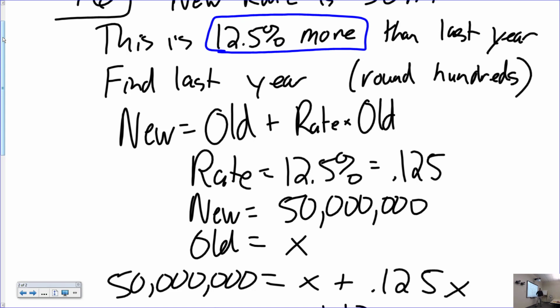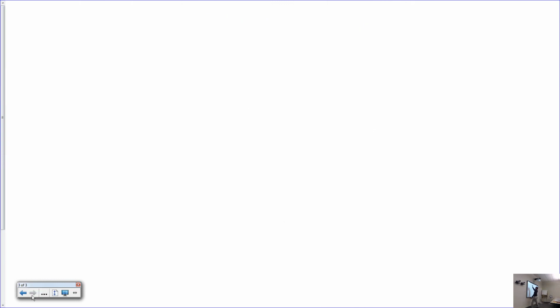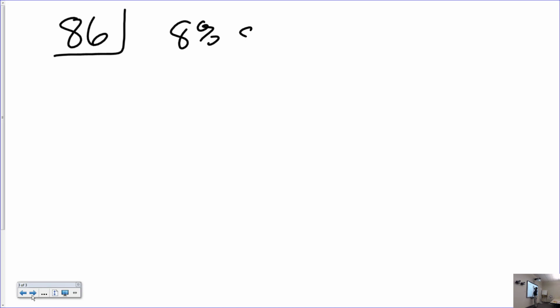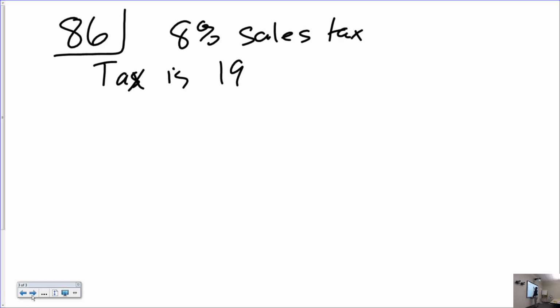Alright, one more? We try number 86. The sales tax rate is 8%. If Jim bought a new Buick and paid sales tax of $1,920, what was the cost of the Buick before the tax?